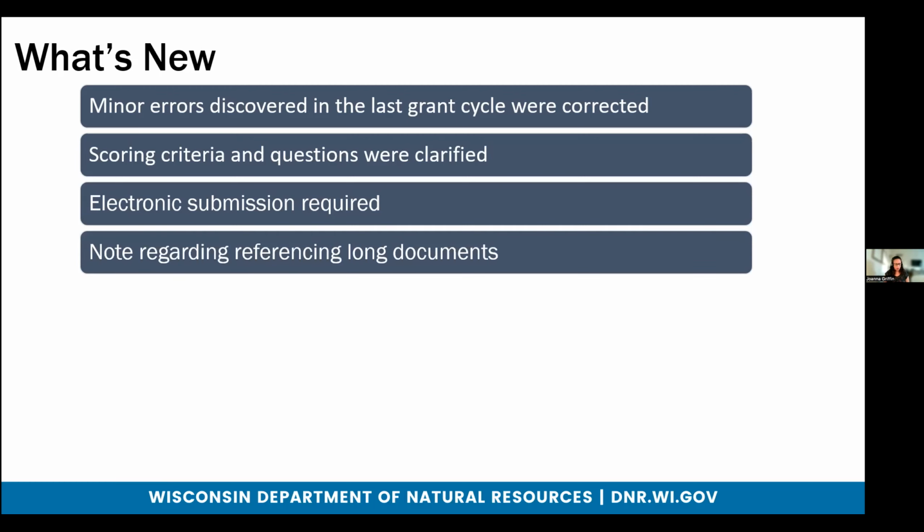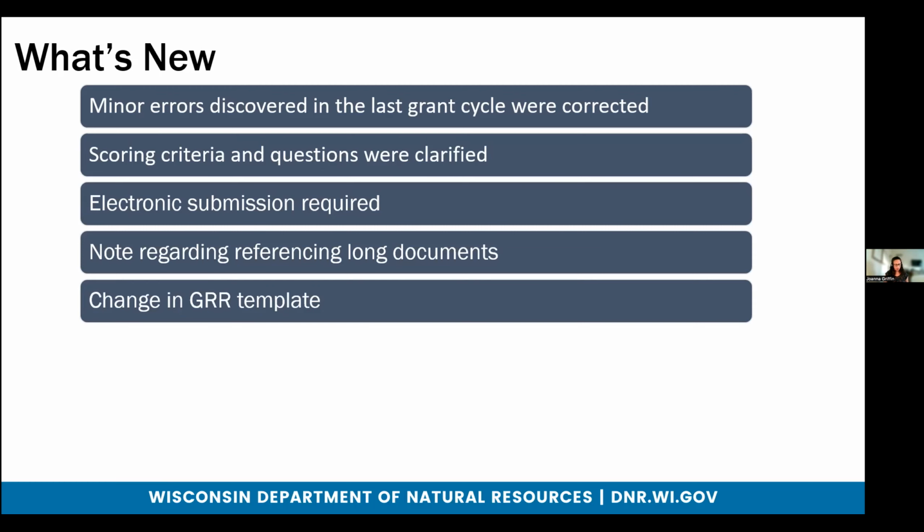We also added a note about referencing long documents. So if you are referencing a document, you need to either summarize that section with page numbers cited in order to be scored, because the scoring groups will not go and read that entire long document. We also removed the requirement in the GRR template for the authorized representative to sign and submit the interim and final reports. And we made this change to accommodate the switch from the paper final report forms to the electronic data system, as I mentioned earlier, BITS, which is the BMP Implementation Tracking System.